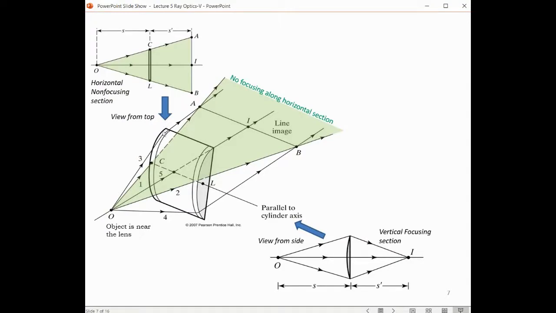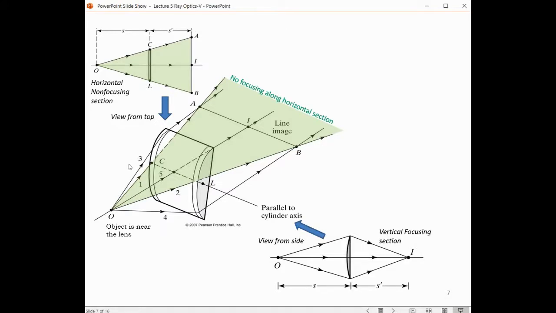For this cylindrical lens, we draw a pair of rays along the plane that cuts the center plane of this cylindrical lens. We consider ray 1, which is from O to C to A, and another ray 2 from O to B. If you view from the top, you will see these rays here, where this stands for the cylindrical lens, and this would be ray 1, and this would be ray 2.